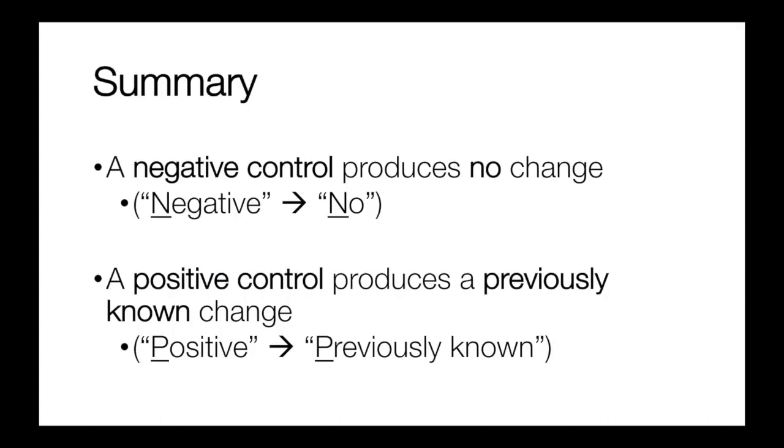So in summary, when we're talking about controls, a negative control produces no change. A positive control produces a previously known change. At this point in the video, I'm going to stop talking and there'll be some practice problems. Pause at each problem, solve it, then press play and move on to the next one.